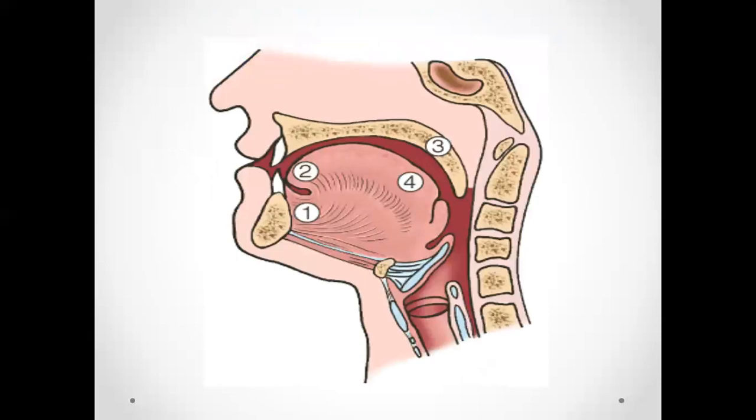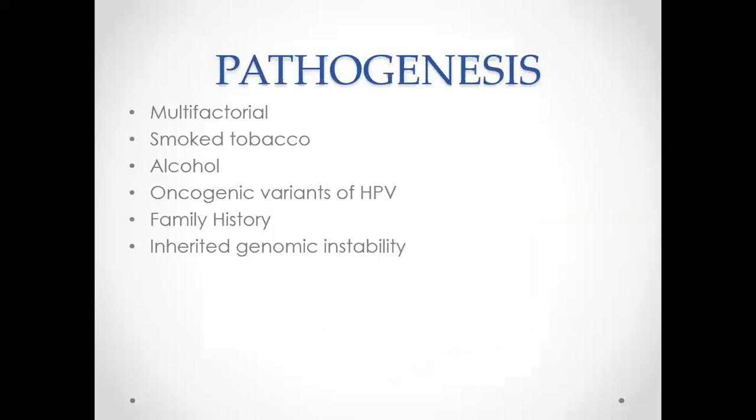So this slide shows the locations of the squamous cell carcinoma. It may occur in the floor of the mouth, base of the tongue, hard palate, peritonsillar area. So these are the common sites of the squamous cell carcinoma. So what is the pathogenesis of squamous cell carcinoma? It is multifactorial.